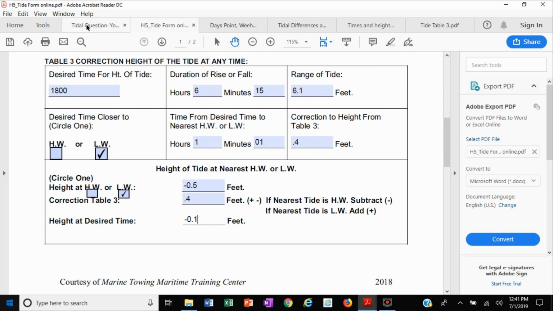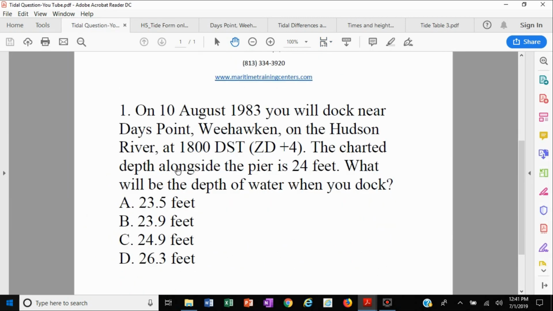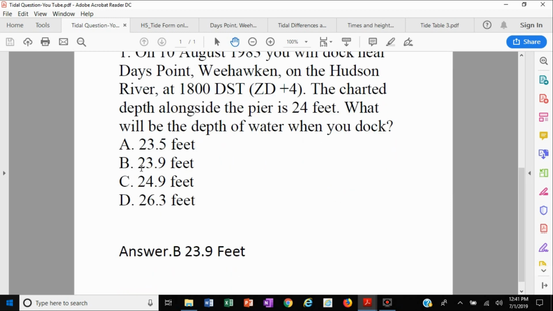So if we look back at the question, guys, it says, on August 10th, 1983, you will dock near Days Point, Weehawken on the Hudson River. At 1800 DST, zone description is 4. The charted depth alongside the pier is 24 feet. What will be the depth of water when you dock? The answer, B, right? We take that negative 0.1 and we subtract it from that 24 feet. Right there's your answer, 23.9 feet.